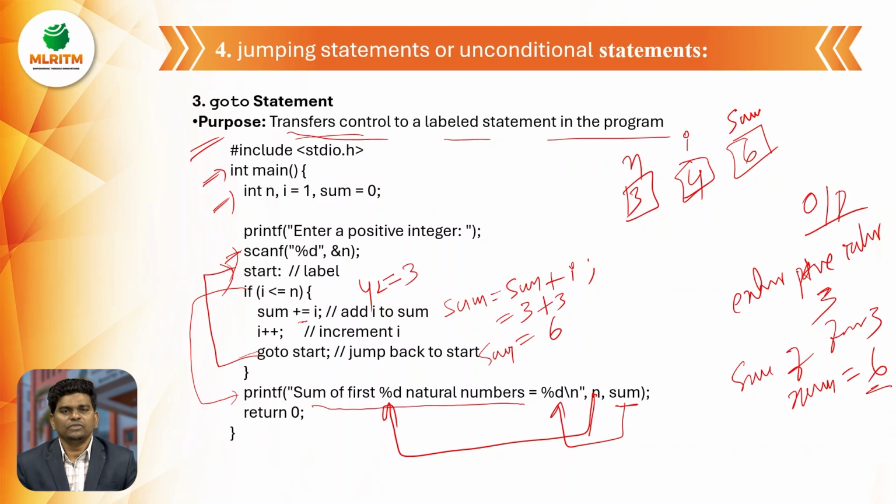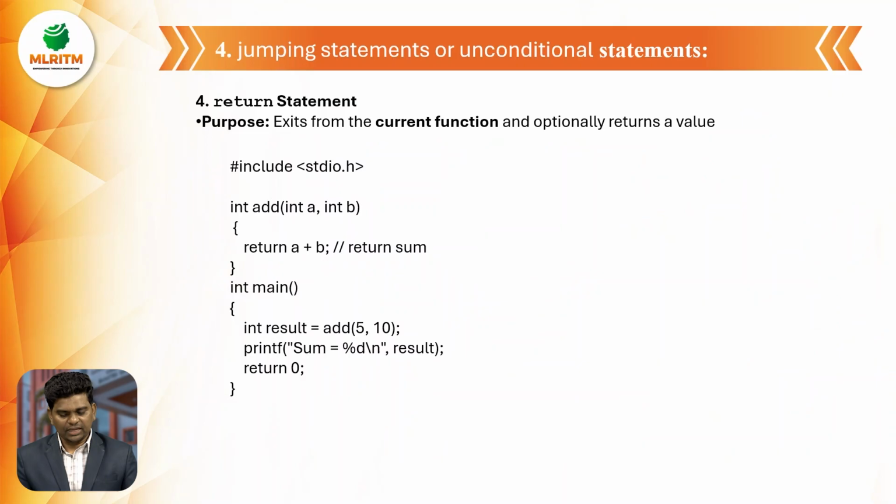So goto is always followed by a label. That is very, very important. The last one is the return statement. It is also a kind of unconditional or jumping statement. What is the purpose of return here? It exits from the current function and optionally returns a value. This return is used exclusively in functions only. That means we can execute programs without a return statement also. Now we'll see one example using the return statement.